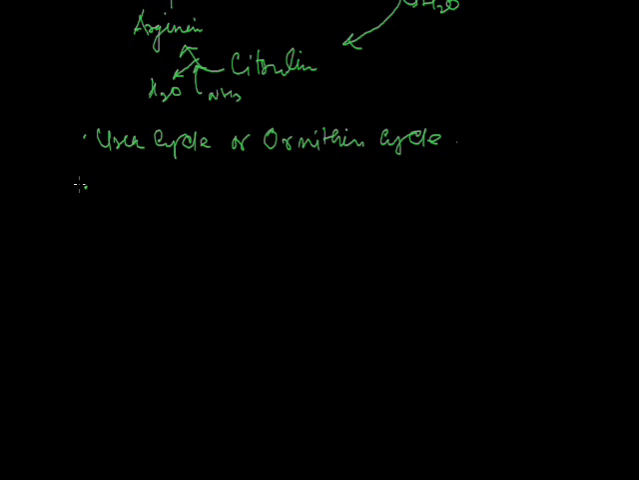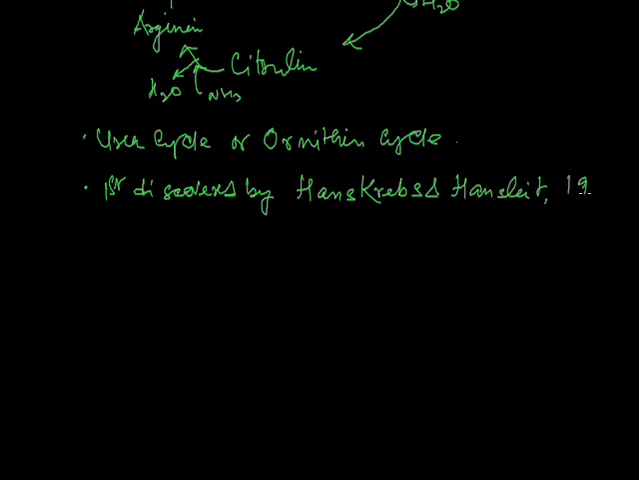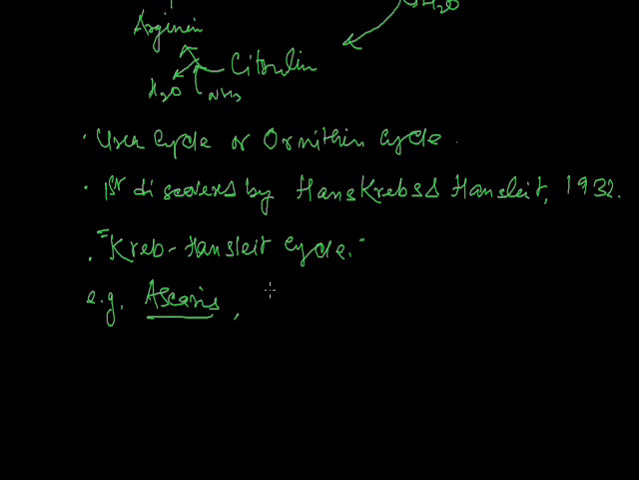The ornithine cycle was first discovered by Hans Krebs and Kurt Henseleit in 1932. Hence, it is known as the Krebs-Henseleit cycle. The examples of urea excreting animals are Ascaris, earthworm, man and sharks.